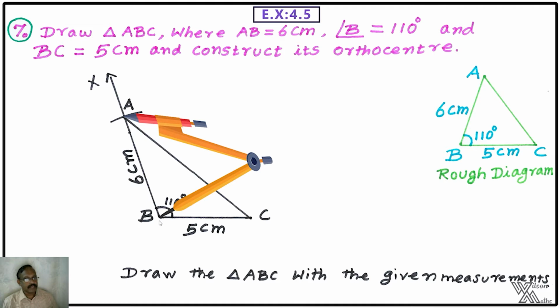In the compass, take 6 cm, compass needle at the point B, then make an arc. This is point A. Then join A and C. So we have drawn the triangle ABC with the given measurements. So the first step is over.